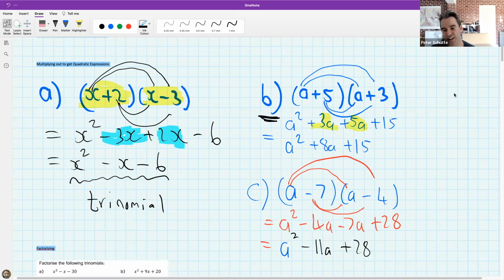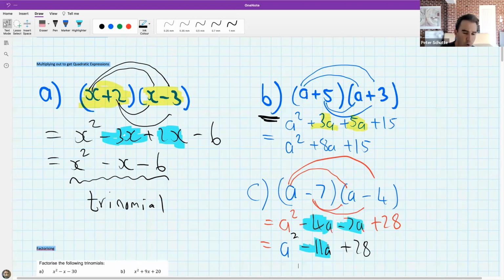Thank you. So the thing I want to point out here is that negative times a negative ends up giving you a positive. And so you should end up with a squared minus 11a plus 28. And you'll notice that these middle terms, the minus 4a and the minus 7a, give you minus 11a, because you're taking away 4 and then you're taking away 7. So you've taken away 11.